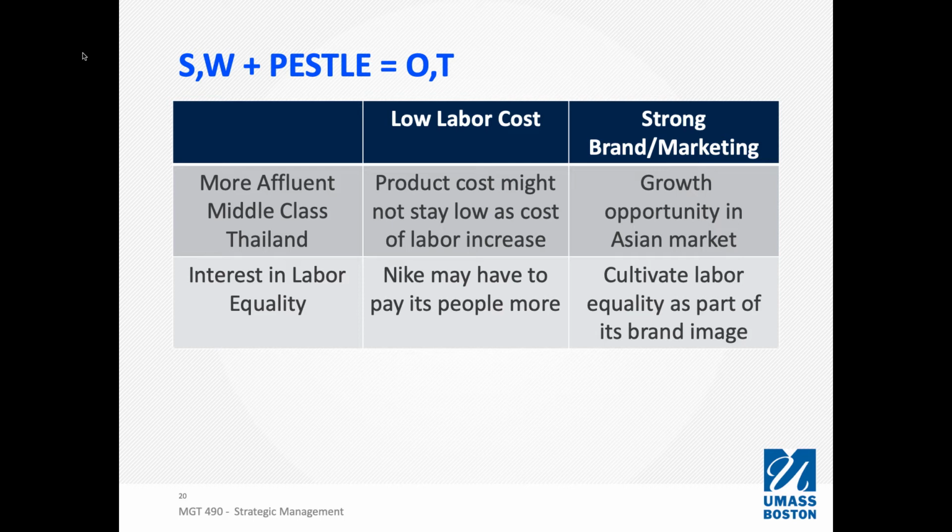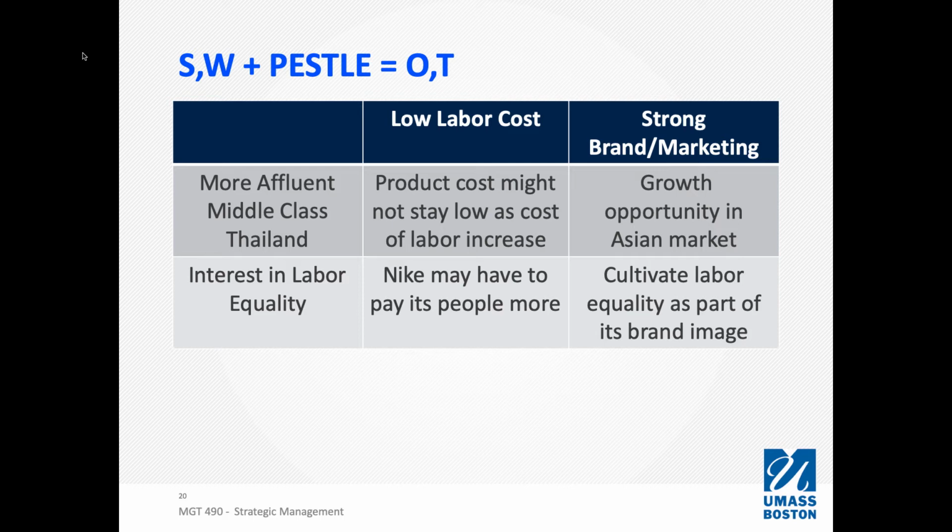So if there's a more affluent middle class in Thailand, okay, low labor costs. Well, there's a threat. Product costs might not stay as low as the cost of labor increases, okay? Like that's a threat. That's the intersection, right? Or a more affluent middle class in Thailand, that's the PESTLE concern.